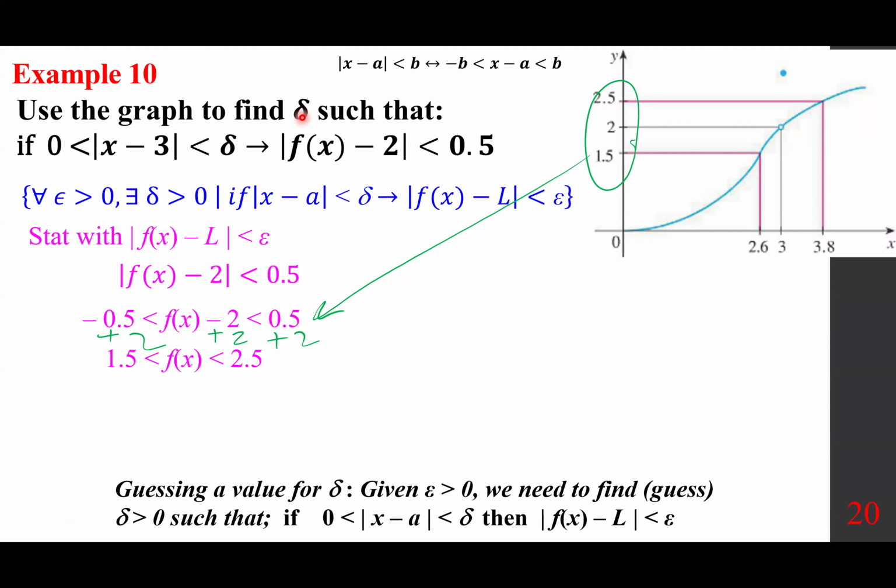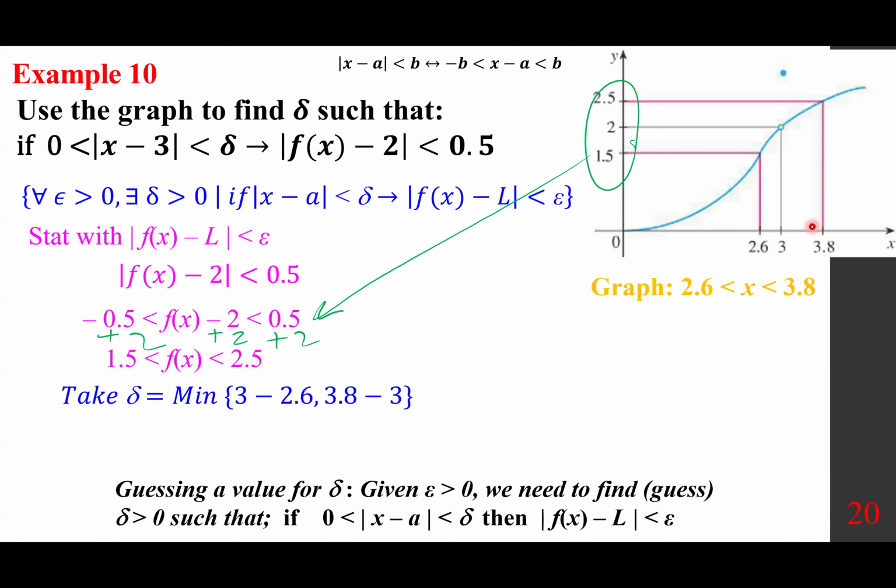So from the graph, we are looking at this distance or that distance, 3 minus 2.6 or 3.8 minus 3. In essence, x is somewhere between these two numbers as the graph indicates, between 2.6 and 3.8. So what is this distance? 3 minus 2.6, 0.4. What is this distance? 3.8 minus 3 is 0.8.